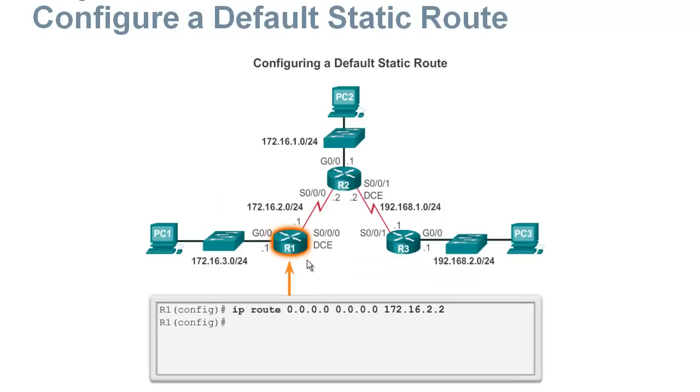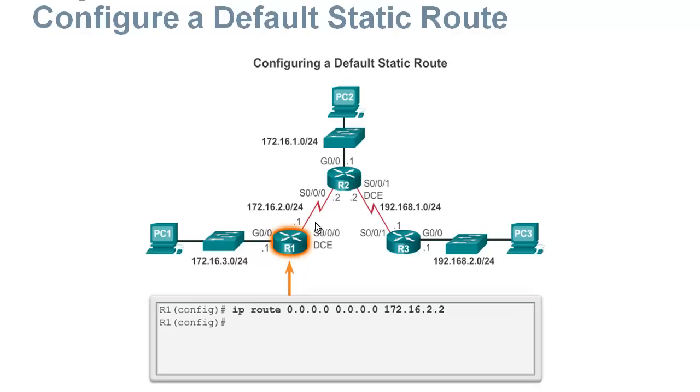All right, so again, from R1's point of view, if any packet comes in other than 172.16.3.0, he knows he's got to forward it to R2 because he's got nowhere else to go. So instead of putting in a route to here and a route to here and a route to here, all R1 has to do is type ip route 0.0.0.0 0.0.0.0 and send to 172.16.2.2. That would send anything he doesn't know about, which would be anything other than 172.16.3, to R2, and then let R2 handle it.